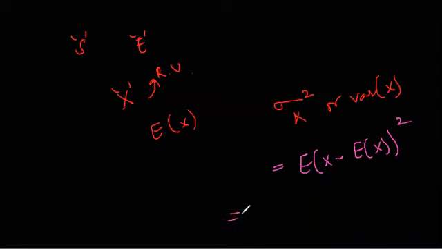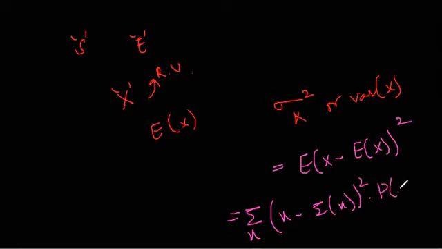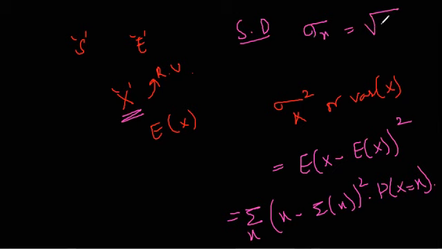It can also be written as the sum over X of (X minus E of X) square into P of X equal to x, where the sum is taken over all the values of X determined by the random variable capital X. Also there is something known as standard deviation, which is basically sigma X, and it is equivalent to the root of variance of X. So standard deviation is basically the root of variance.